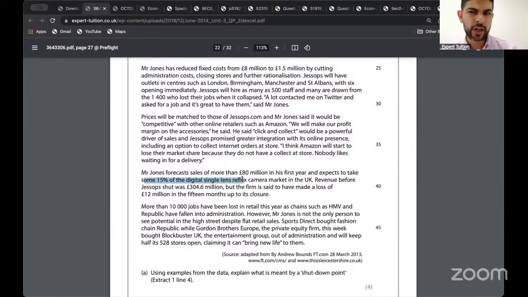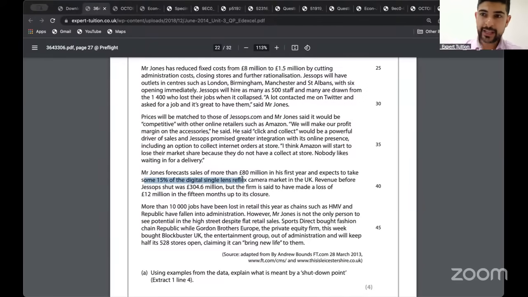Basically, is that a small or large market share? I don't even know what a digital single lens reflex market means. Who cares? It's 15% of it. They're nearly a monopoly. Can they set prices? Hell yeah, they can set prices. Therefore, can they price discriminate? Yes, of course they can. So that's analysis. We'll deal with evaluation in a second, by the way.